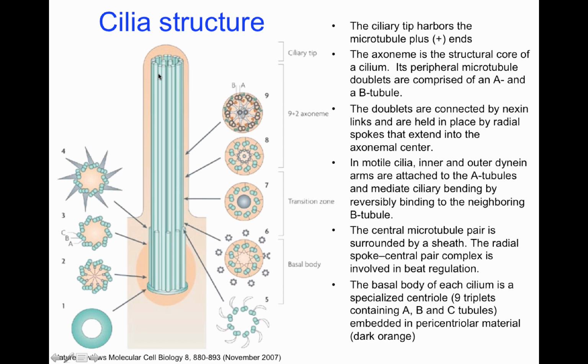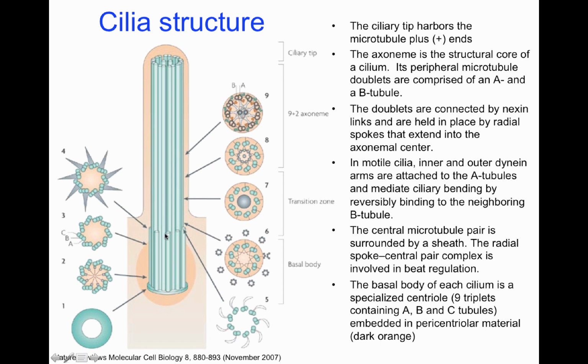The axoneme is the inner structure of the cilia or the flagella. Both of them have them. And as I mentioned to you earlier, they have the A microtubule and the B microtubule. So the dyneins, which are bound to the A tubule of the doublet, are going to use the B tubule of the neighboring doublet to move along the axis.